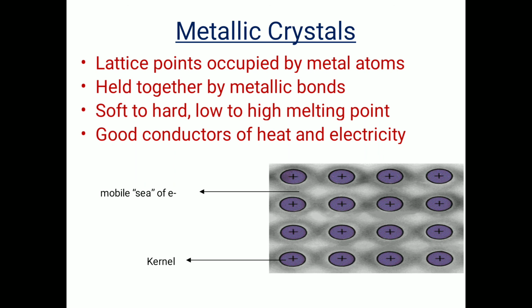Look at this diagram. This diagram is given by Lorentz and it is called the electron sea model or electron gas model, where the positive charge represents a metal ion which is called a kernel and the black area represents the sea of electrons. And it is this model which explains all the properties of a metal.